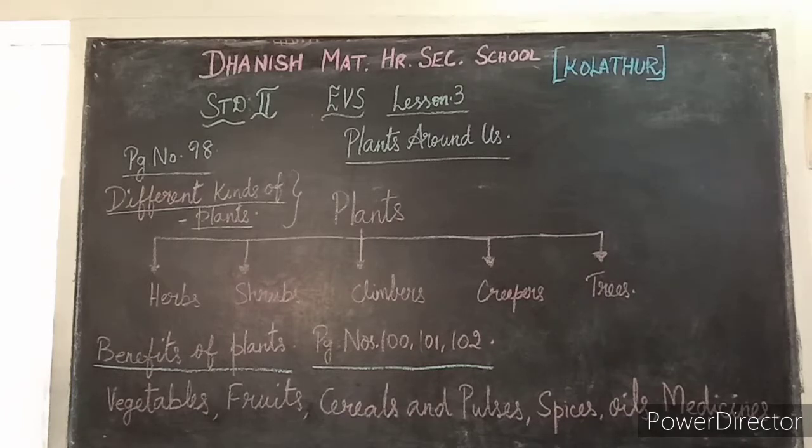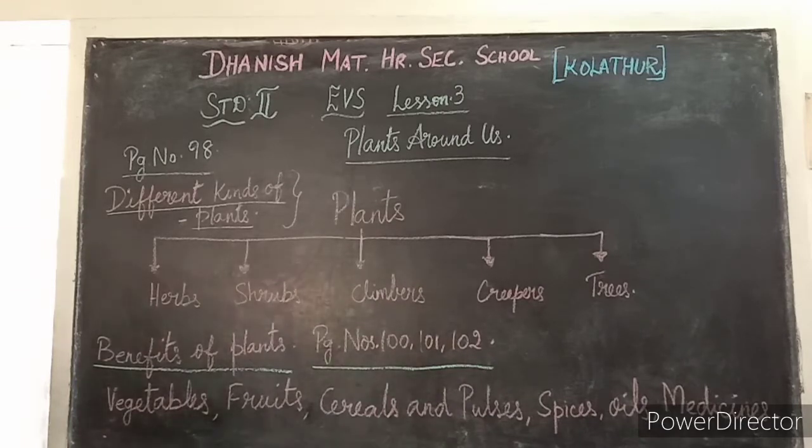Next we are moving on to creepers. Creepers are plants that have weak stems. They grow along the ground and bear large and heavy fruits. Many of them live for only a few months. Example, pumpkin, watermelon, muskmelon. So you see the picture here.